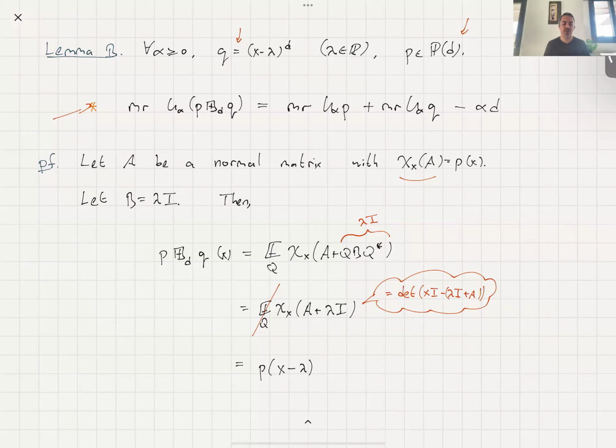And let's take B to be lambda I, because that's the matrix that corresponds to Q, since Q is the characteristic polynomial of that matrix. A and B are both d by d matrices. Then what can we say about the additive convolution of P and Q? Well, by definition, it's this expected characteristic polynomial according to the Haar measure. But in our case, B is just lambda I. So Q and Q conjugate collapses to I, and so you just get A plus lambda I. In particular, there is no dependence on Q anymore, so the expectation goes away. And you are left with essentially the characteristic polynomial shifted by lambda. So it's exactly P of x minus lambda, because this thing is this determinant. Coupling x and minus lambda together, you get the characteristic polynomial of A evaluated at x shifted by lambda.